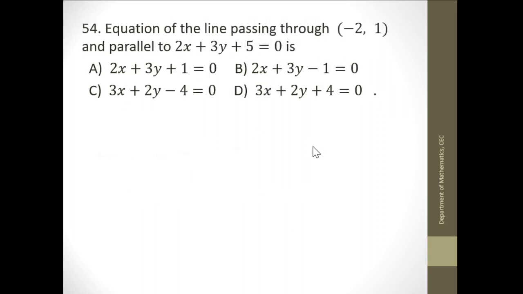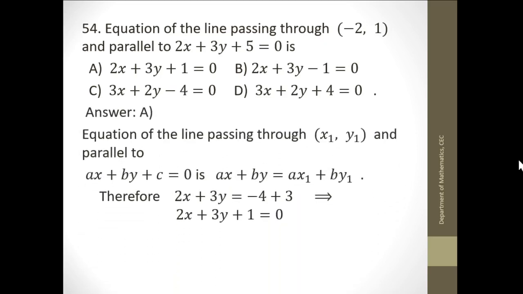Next question. Equation of the line passing through one point and parallel to the given line. Parallel to the given line means just ignore this 5. 2x plus 3y remains the same because it is parallel, no change in the slope. 2x plus 3y equal to minus 4 plus 3, that is minus 1. Bring that minus 1 left side. So answer is A.